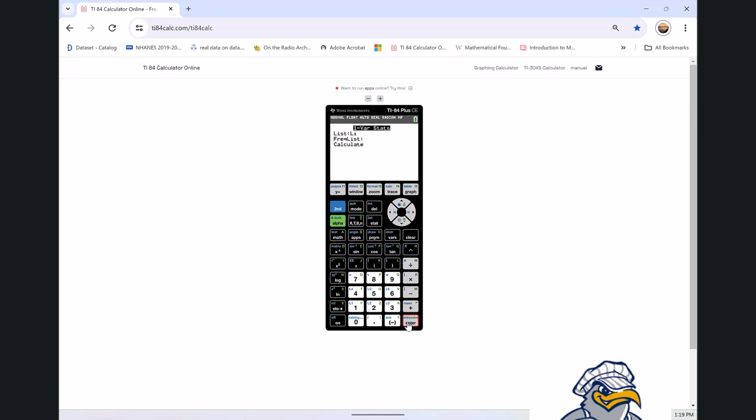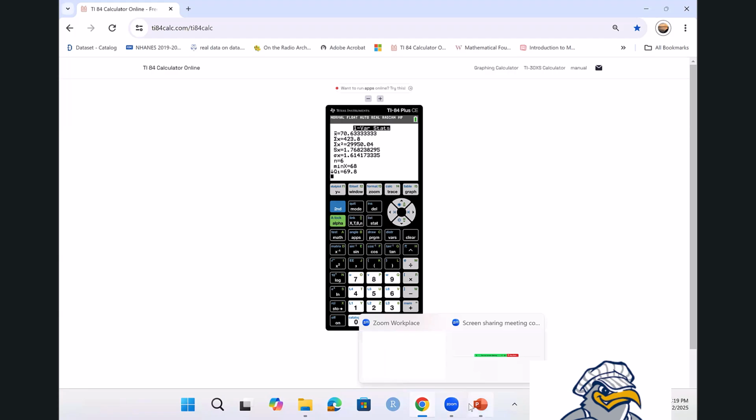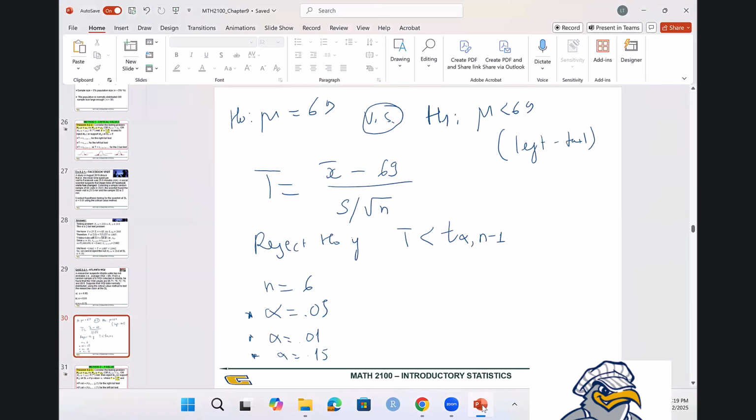Then count here. The mean you got is 70.633, and S will be 1.768. Use S, we don't use sigma here. So for your test statistic, you take the mean 70.633, subtract 69, and divide by S, which is 1.768, over the square root of 6.